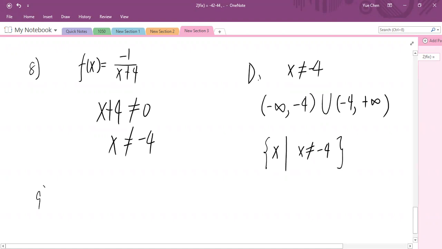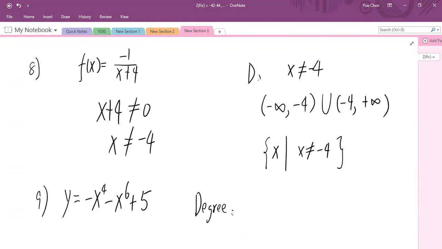Number 9, find the degree of the polynomial y equals negative x to the 4 minus x to the 6 plus 5. So the degree, what's the meaning of the degree of a polynomial? It is the highest power, right? The highest power here is what? 6. So the degree is 6. Right.